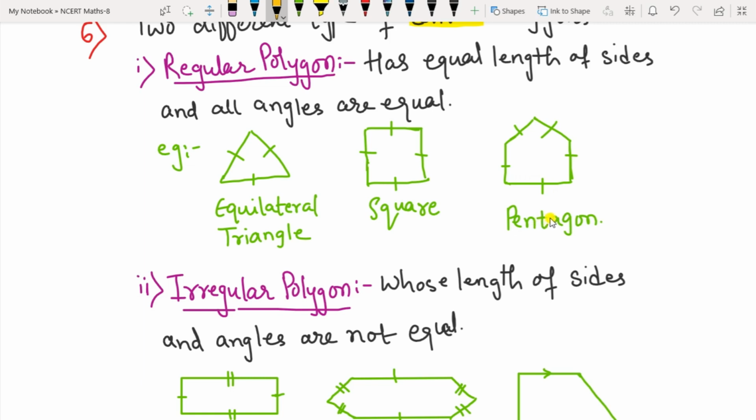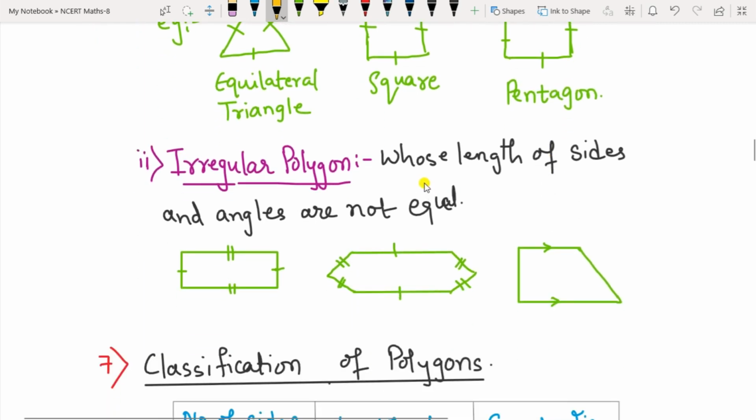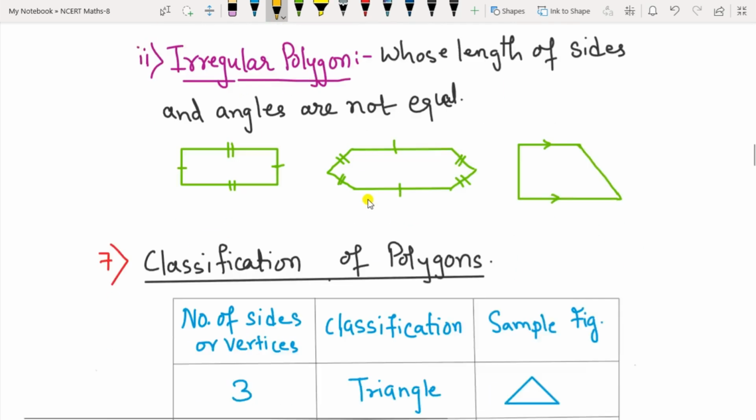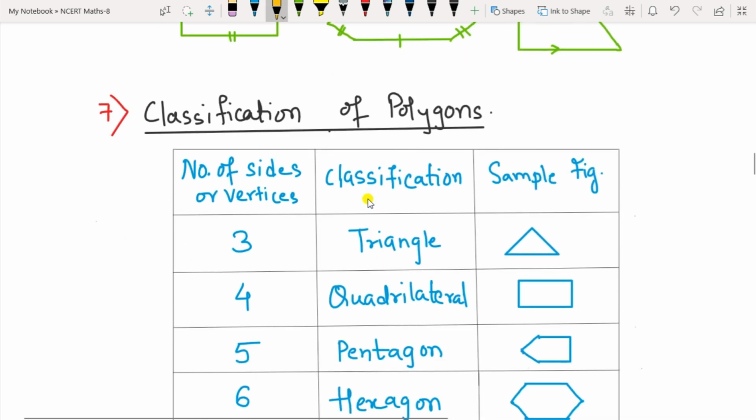Okay. Then irregular means those figures whose length of the sides and the angles are not equal. Angles may sometimes be equal, like in a rectangle, or one or two angles may be equal, like in a trapezium. This one is a right angle trapezium. So the angles can be equal, but if the lengths of the sides are not equal, then it is called an irregular polygon. Okay, so here I have given the classification of polygons.